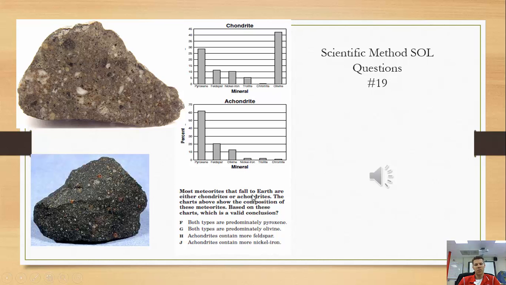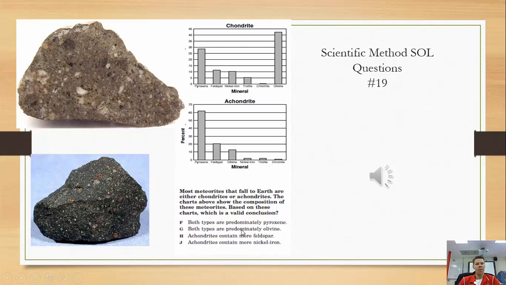Most meteorites that fall to Earth are either chondrites or achondrites. The chart above shows the composition of these meteorites. Based on these charts, which is a valid conclusion? So which one of these statements are true? Both types are predominantly pyroxene. Well, an achondrite is definitely predominantly pyroxene, but a chondrite would be predominantly olivine.